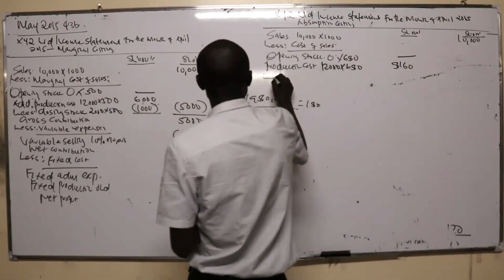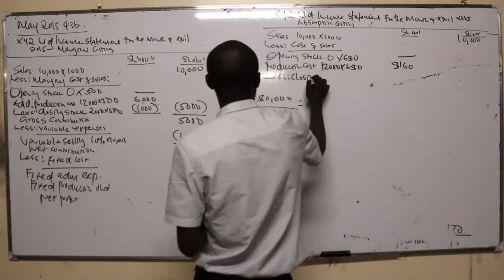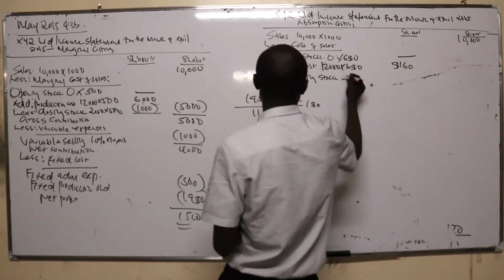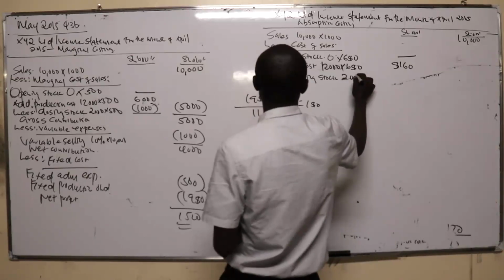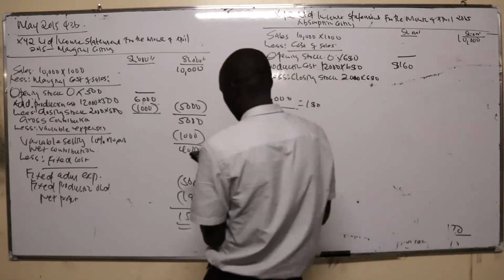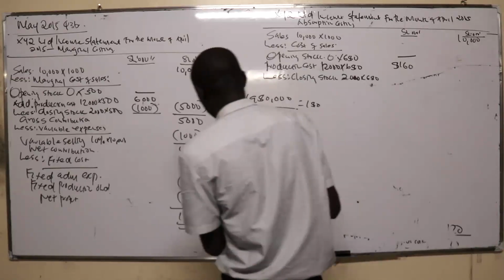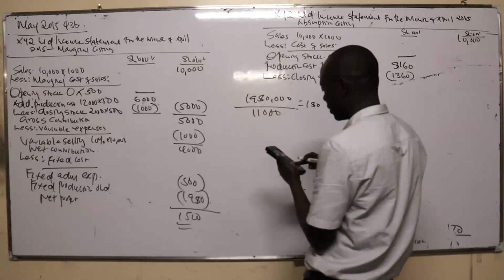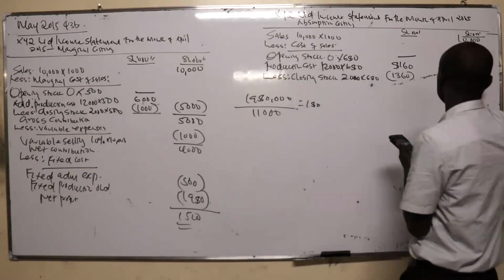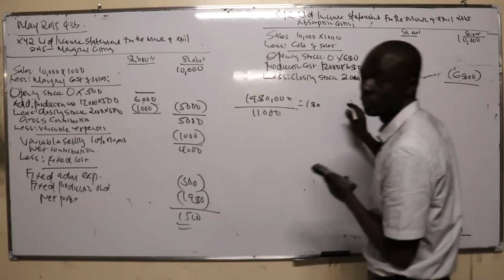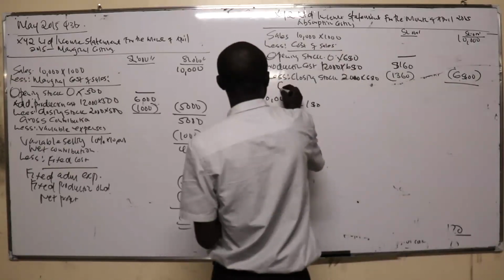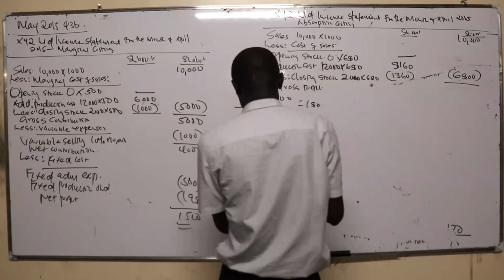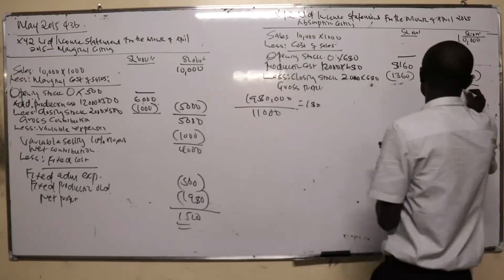And then you less closing stock. Closing stock would be 2,000 units, and then you multiply by 680. This one will give you 1360. So it's 8160 minus 1360, and that one will be 6,800. So the gross profit here is 10,000 minus 6,800, which is 3,200.